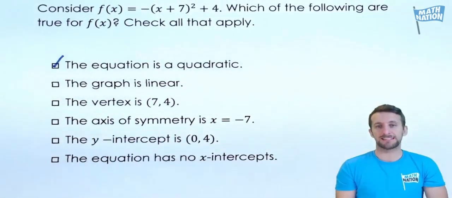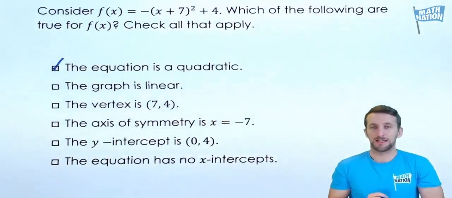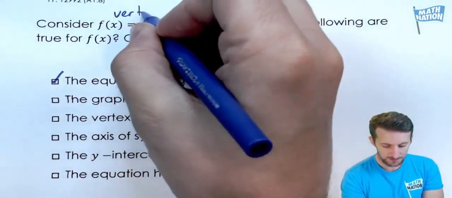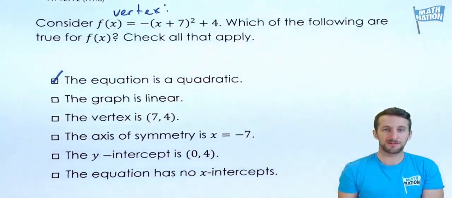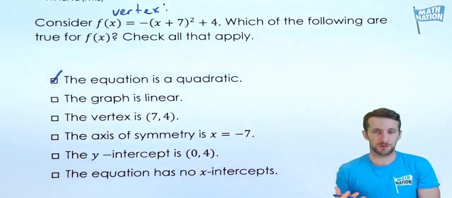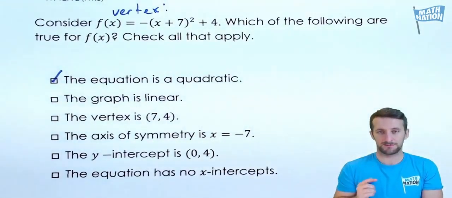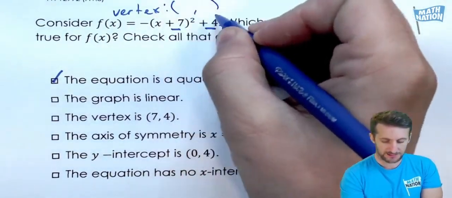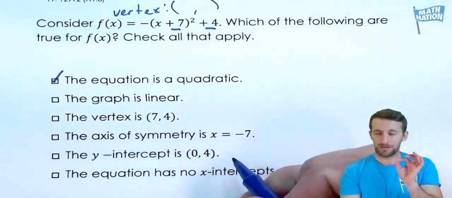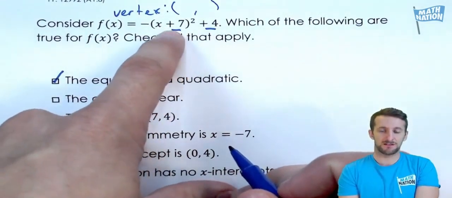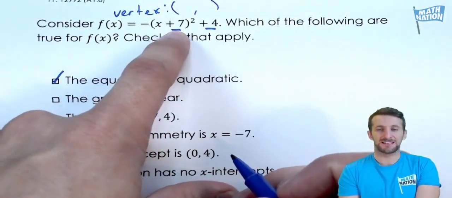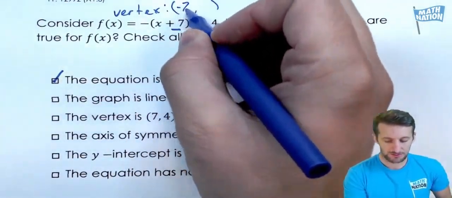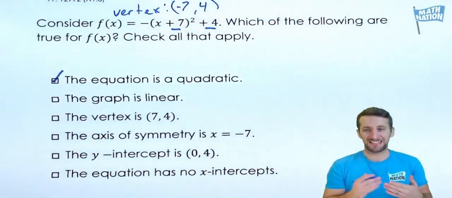The vertex is 7, 4. Now, this one's a little tricky because the vertex of any quadratic equation when it's in this form is nice because this is called vertex form, because you can identify the vertex relatively easily. The vertex is these 2 points, with this being your x and this being your y. But this term, this x, is actually the opposite sign. So in this case, it's positive 7 here, which means the vertex is at negative 7, 4.